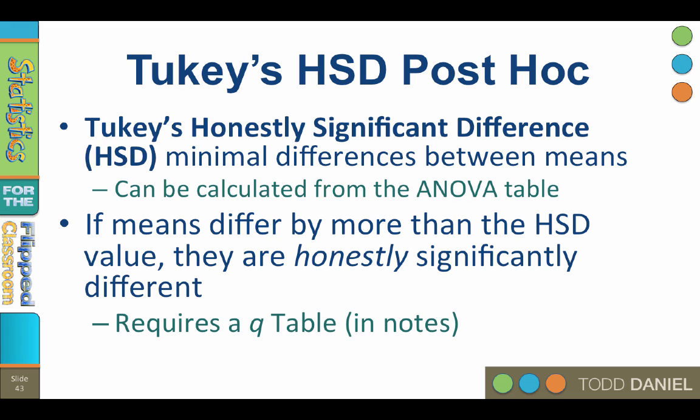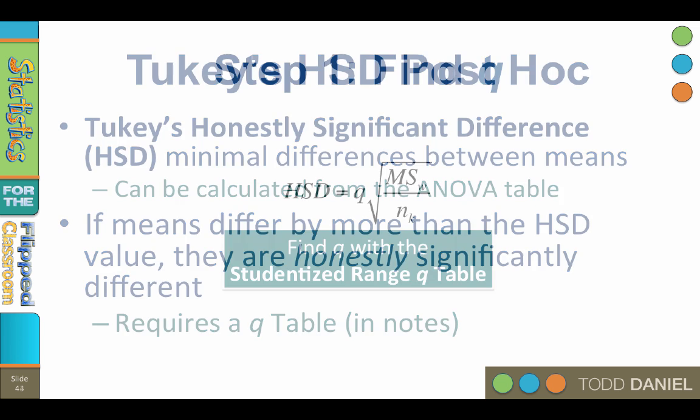For example, I have assisted researchers with projects in which two groups might differ when using a t-test, yet in the context of the full ANOVA, the means were not honestly different. This is not a mistake. This is actually avoiding a mistake. When small t-tests are significant, but the ANOVA is not, the mistake was a type 1 error in the t-test. We avoided that mistake by using a post-hoc that showed that the means were not honestly significantly different.